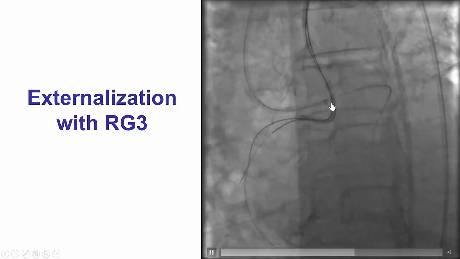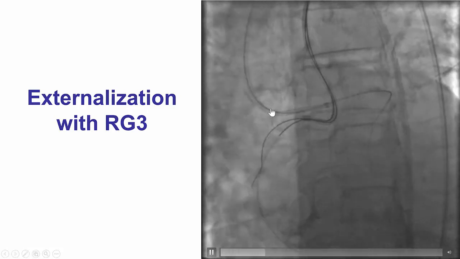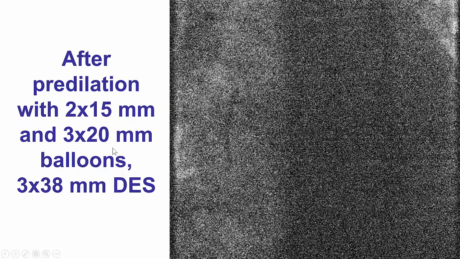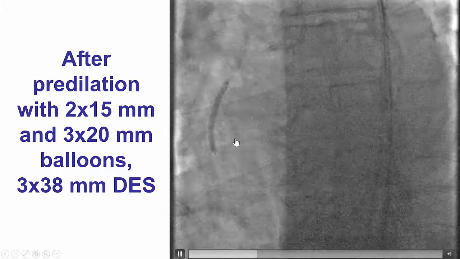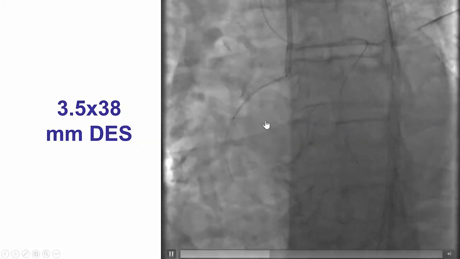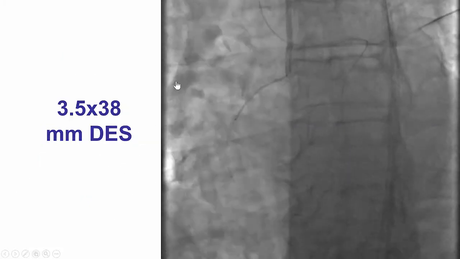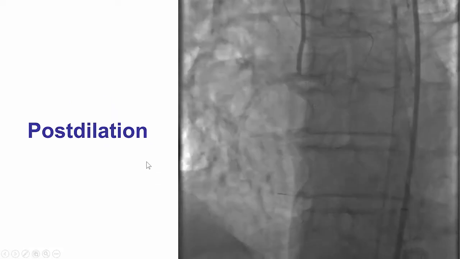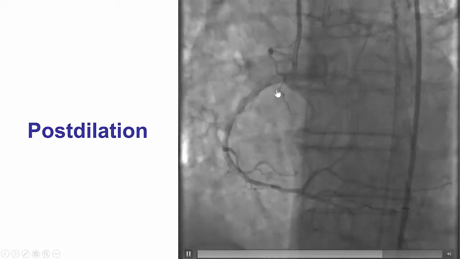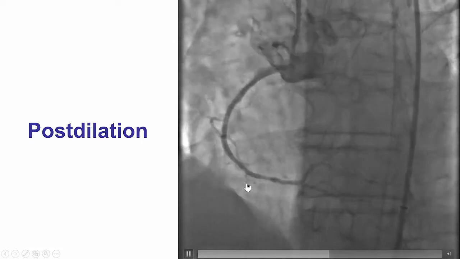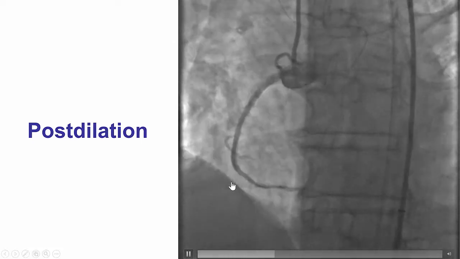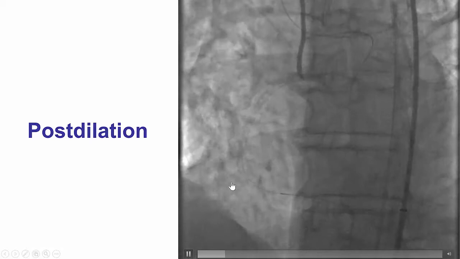We were able to advance the Caravel all the way to the antegrade guide, and then we externalized an RG3 guide wire. Multiple balloon predilations were performed. A drug-eluting stent, 3.5 by 38 mm long, was deployed and post-dilated with a nice result and restoration of antegrade TIMI 3 flow. And of course, we're super happy and ready to finish.